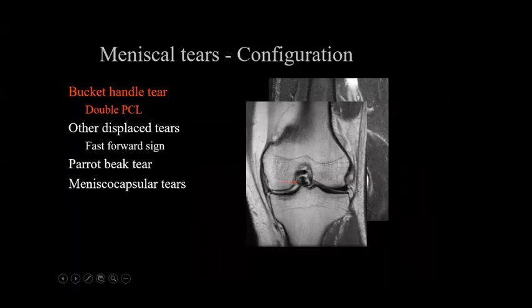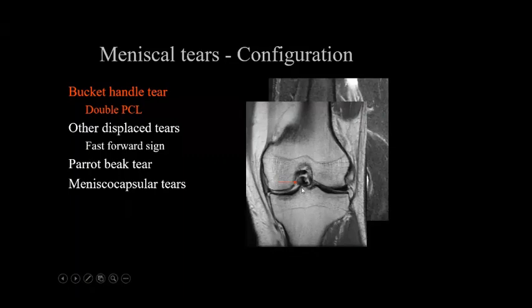One of the useful features for detecting a bucket handle fragment is if you look at the body of the lateral meniscus and then you look at the body of the medial meniscus, the body of the medial meniscus is significantly smaller than the body of the lateral meniscus, and this is not normal. Normally, the body of the medial meniscus should be larger than the body of the lateral meniscus. So if the medial meniscus is significantly smaller than the lateral meniscus, in the absence of prior meniscectomy, then you should always be looking for a displaced meniscal fragment.